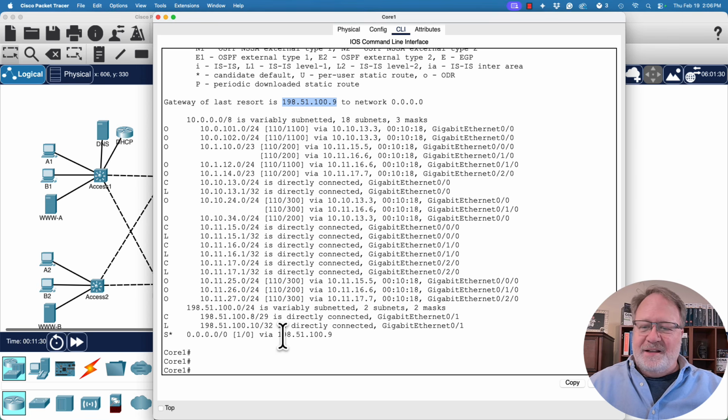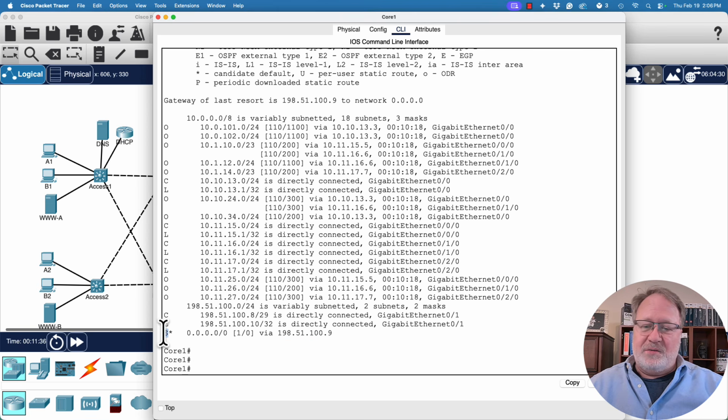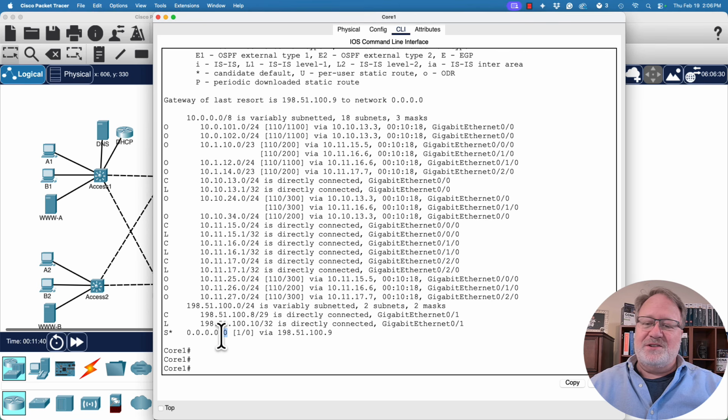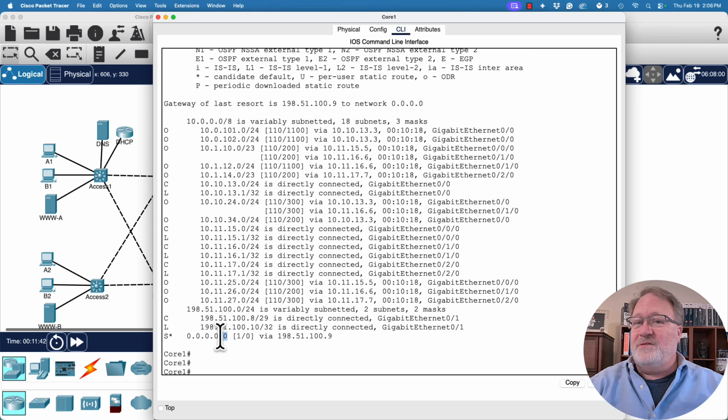198.51.100.9. And that's the one we also see in the static route that shows up in the detail part of the routes. Here it's a static route. The destination is all zeros /0. The /0 is the prefix notation for the same mask as 0.0.0.0. And there's the next hop address. So there's the static default route. There's the notation at the top of the table.